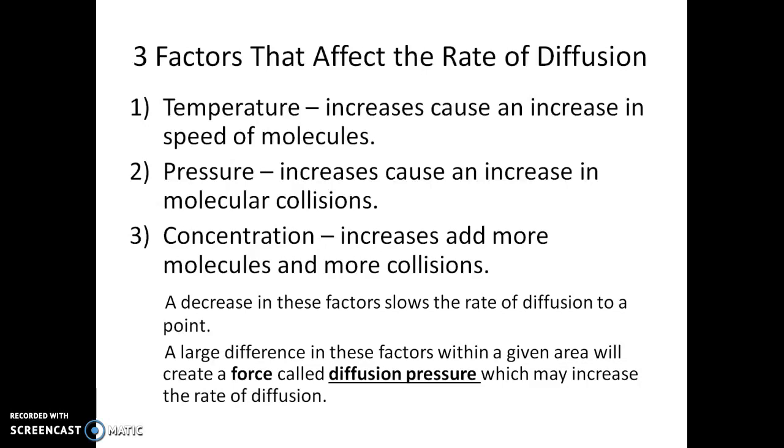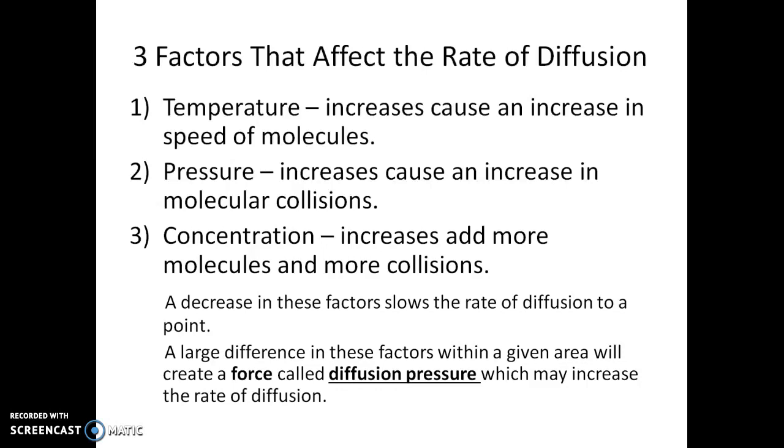Temperature, as this increases, it can cause an increase in the speed of molecules. As pressure increases, it causes an increase in how many collisions, or how many times the molecules are bouncing off of each other. And when you increase concentration, it increases the amount of molecules you have, and therefore more collisions of those molecules. A decrease in any of these factors would actually slow diffusion down.